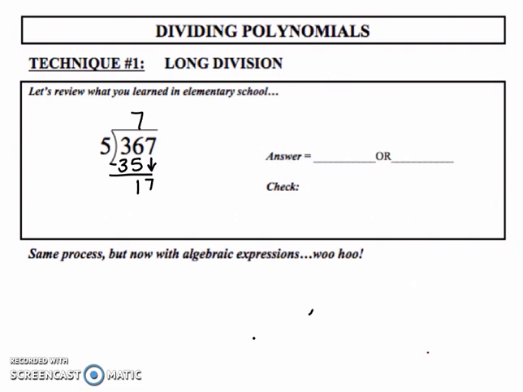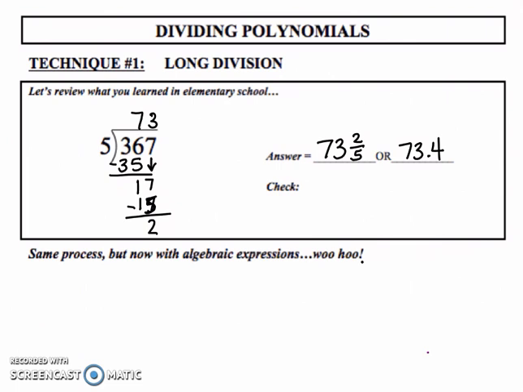Does 5 go into 17? Yes, it does. 3 times. So you'd write the 3 above. You'd multiply 3 times 5, which is 15, and then you'd subtract. 17 minus 15 is 2. So in the beginning days, you'd stop at that point and you'd say, well, I have a remainder of 2. And then perhaps when you got a little bit more sophisticated, you might write your answer as 73 and 2/5, or 73.4.